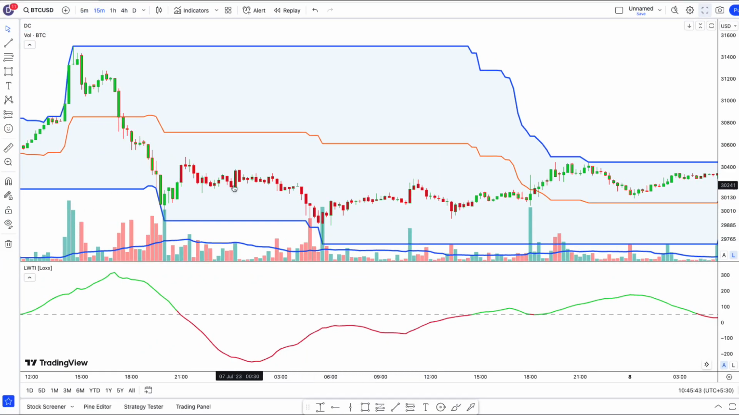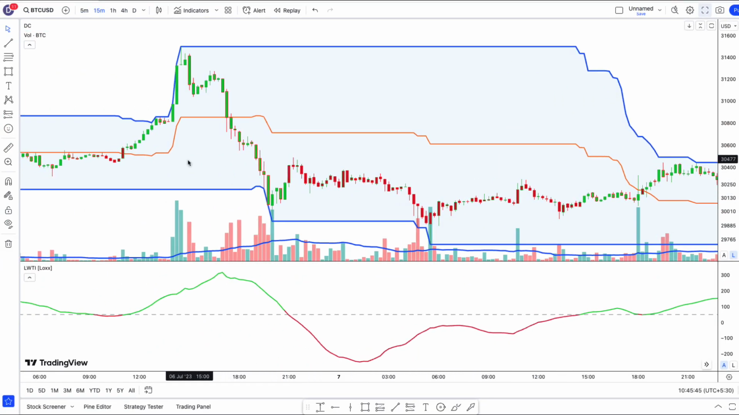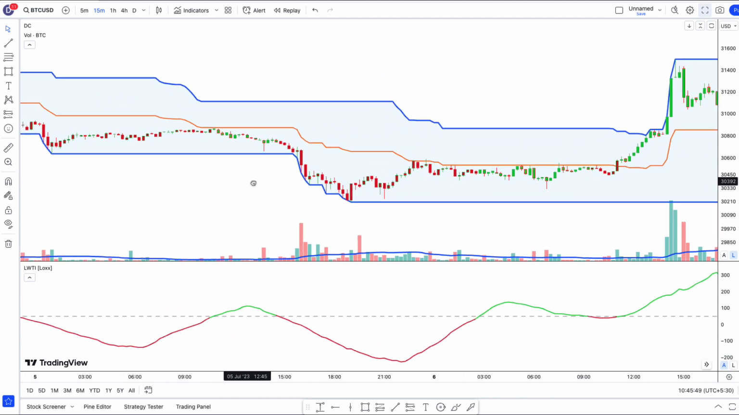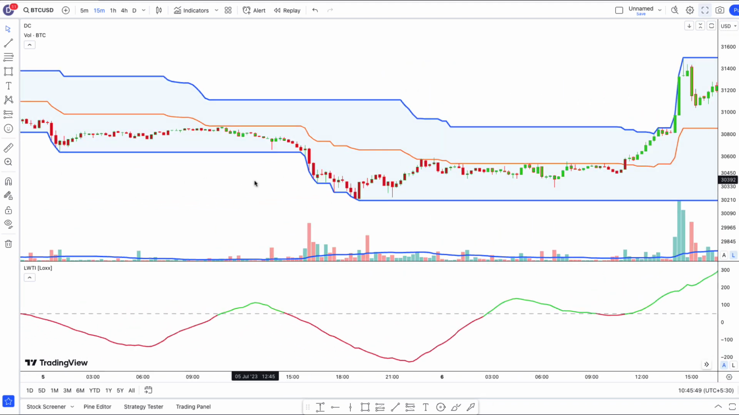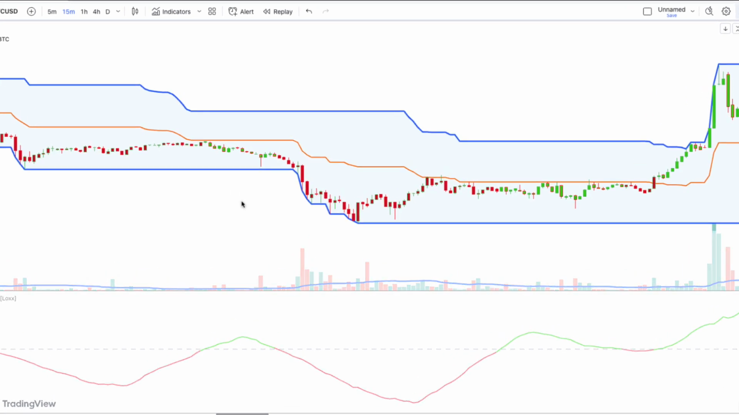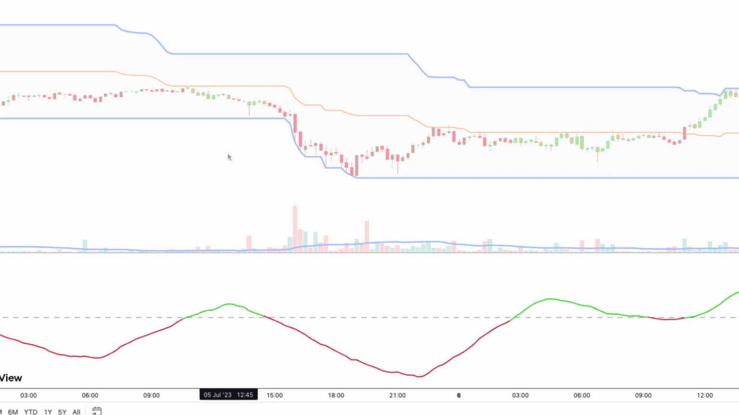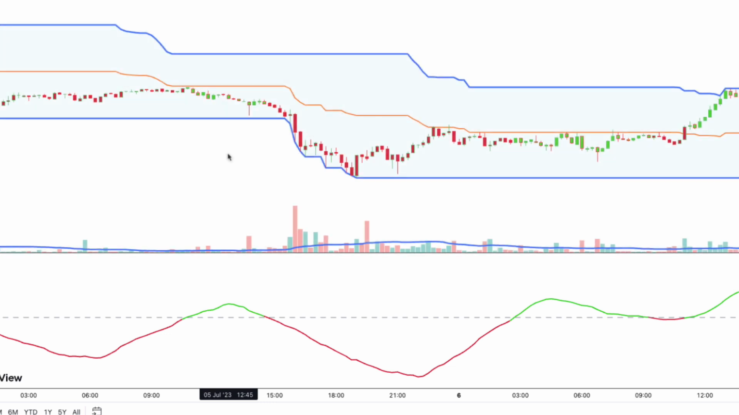Now let's take a look at how we will be combining these indicators in order to enter into a position. We will first be using the Donchian channel indicator to provide us with a signal of whether we should enter into a position. In order to confirm the signal provided by the Donchian channel, we will be taking a look at the LWTI indicator. If the indication provided by the LWTI aligns with the signal provided by the Donchian channel indicator, we will consider it valid.